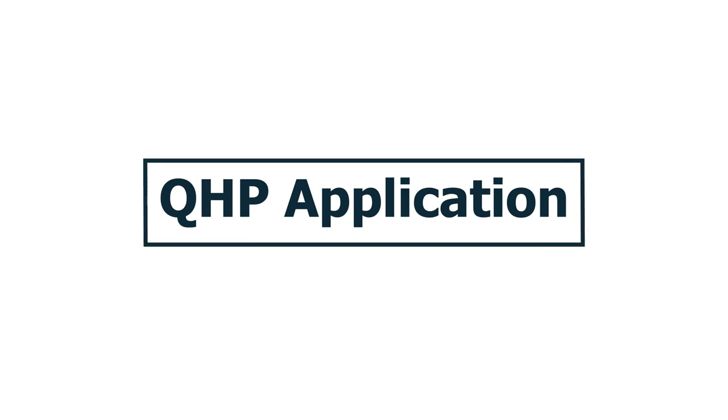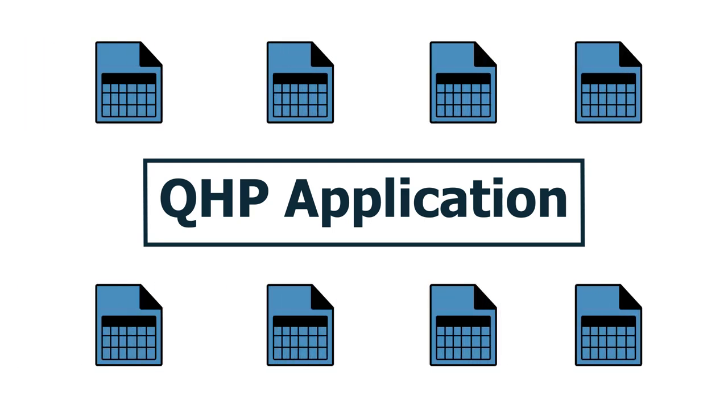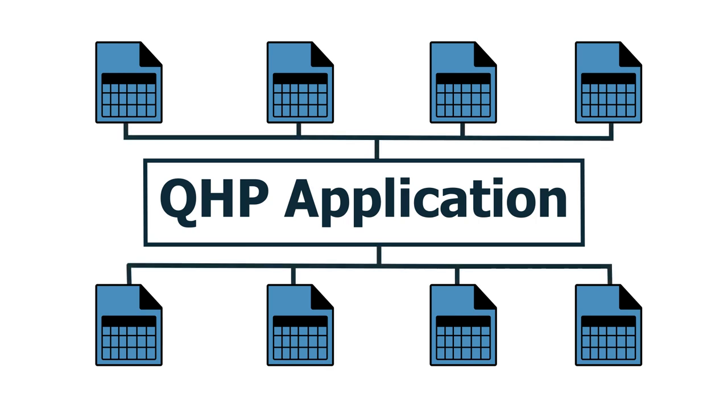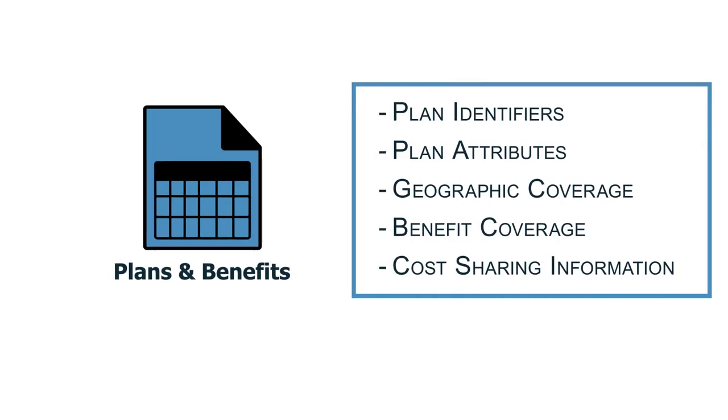As part of the QHP certification process, issuers are asked to fill out several templates with issuer and plan level data. These templates, along with any supporting documentation submitted, comprise an issuer's QHP application. Among these templates is the Plans and Benefits template. The Plans and Benefits template collects health insurance plan information, including plan identifiers, plan attributes, geographic coverage, benefit coverage, and cost-sharing information.